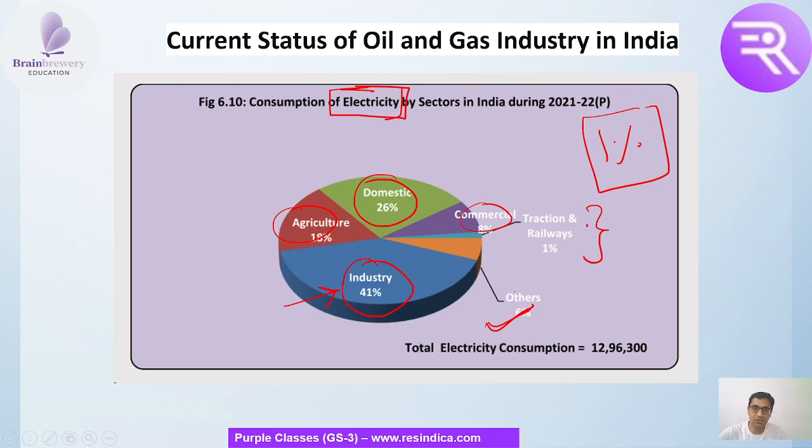So this is the current status of the oil, gas and power sector of our country, and where we are maximally utilizing all this electricity.